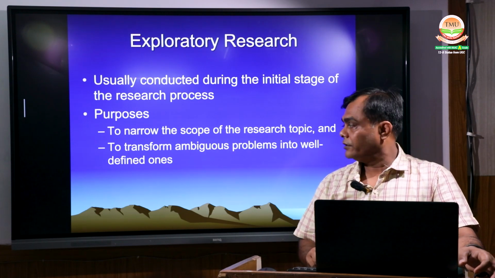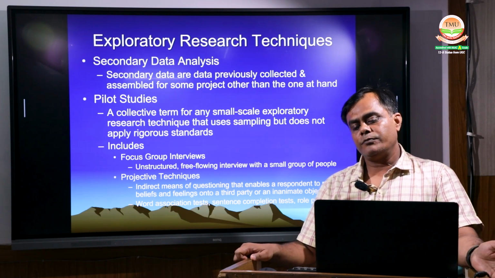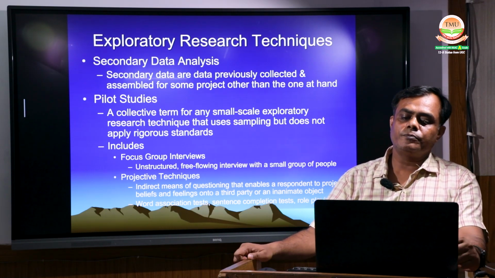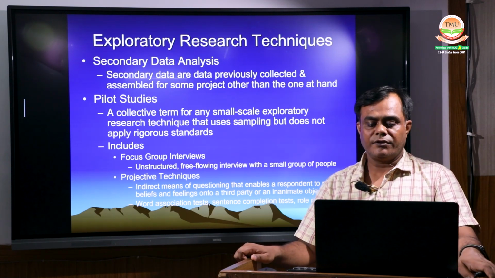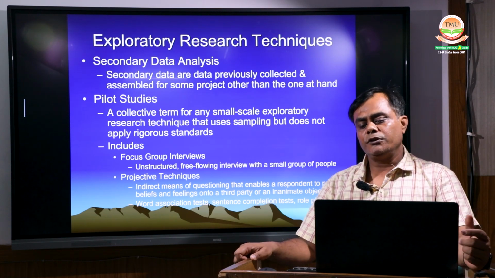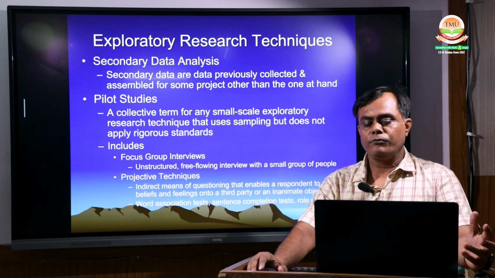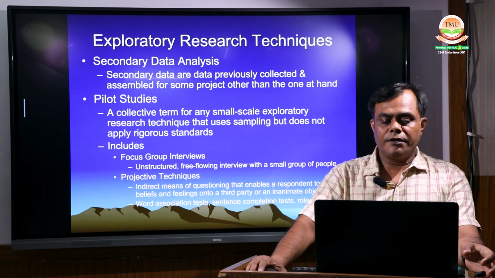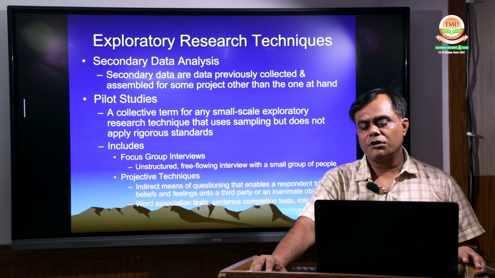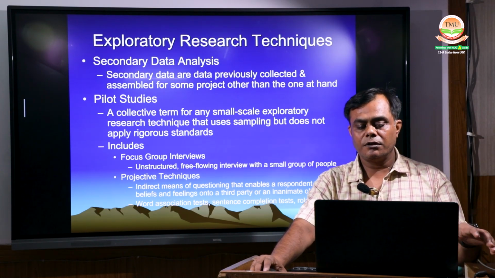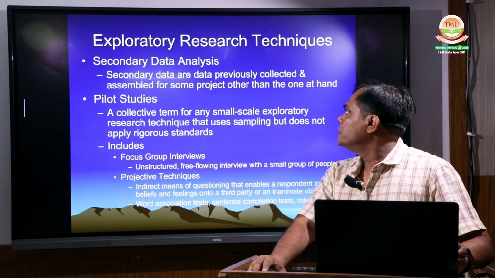Exploratory research techniques: secondary data analysis. We are always using secondary data. Secondary data are data previously collected and assembled for some project other than the one at hand. Or we use the pilot survey, a term for any small-scale exploratory research technique that uses sampling but does not apply rigorous standards, including the focus group interview, an unstructured free-flow interview with a small group of people; projective techniques, indirect means of questioning that enable the respondent to project beliefs and feelings onto a third party or an intermediate object; word association tests, sentence completion tests, role playing, etc. These are used in exploratory research.